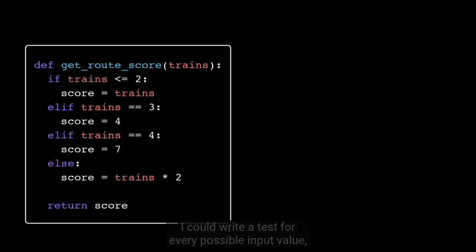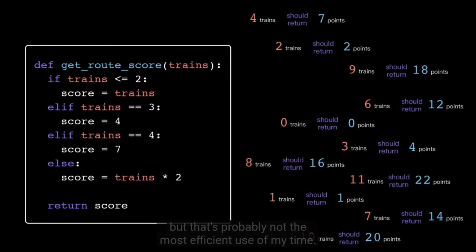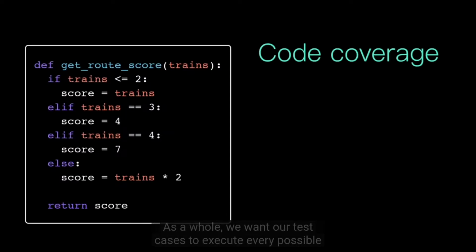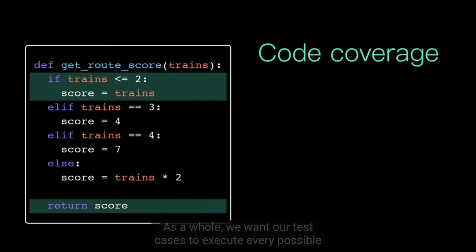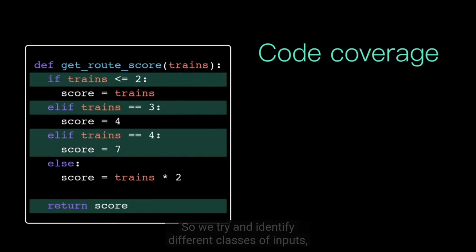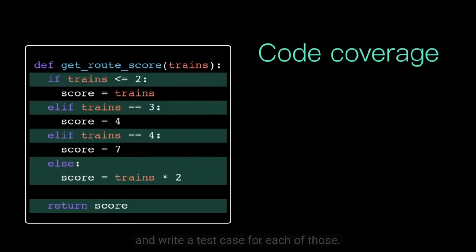I could write a test for every possible input value, but that's probably not the most efficient use of my time. Instead, programmers try and work for a goal of code coverage. As a whole, we want our test cases to execute every possible path of execution through the function. So we try and identify different classes of inputs and write a test case for each of those.